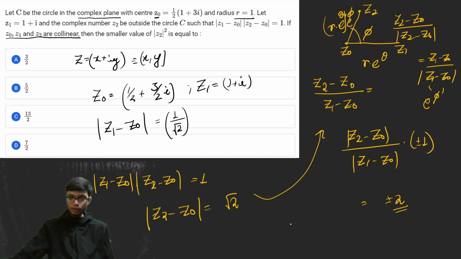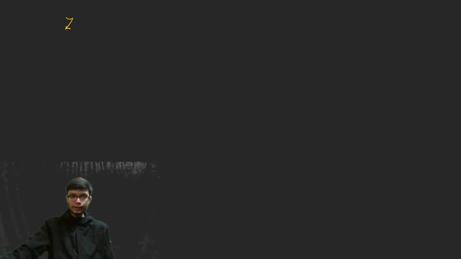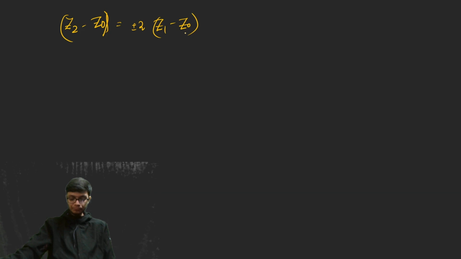Now from here, the conclusion you can write is that z2 minus z0, this is not mod, is equal to plus minus 2 into (z1 minus z0). So from here you can write z2 as z0 plus minus 2 times (z1 minus z0). Now you know the values of z1 and z0, so you can solve for z2 by putting the plus value once and the minus value the other time, and you will get two complex numbers which are possible for z2.